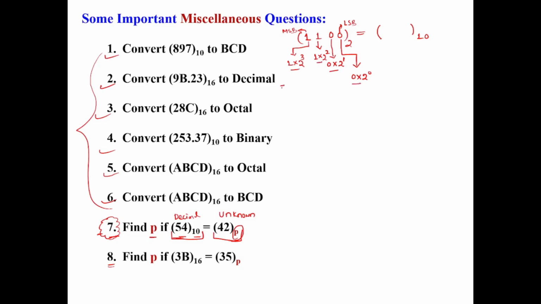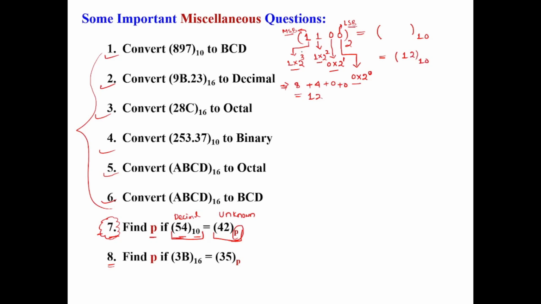This value is how much? This value is how much? 2 to the 3, 8. 2 to the 2, 4. This value is 0. This value is 0. Finally, we got the answer 12. That means if I convert this one to decimal, the value will be 12. Right?